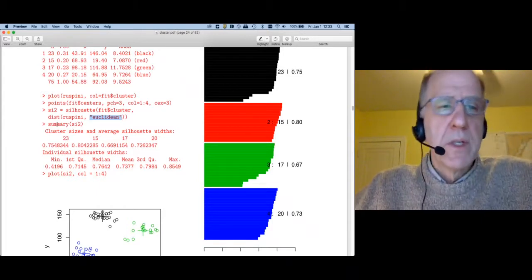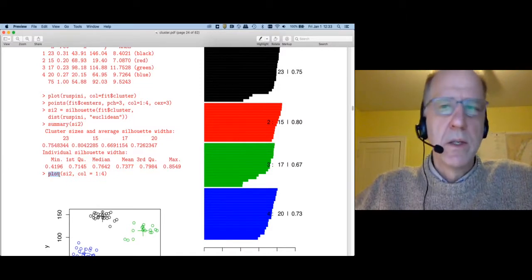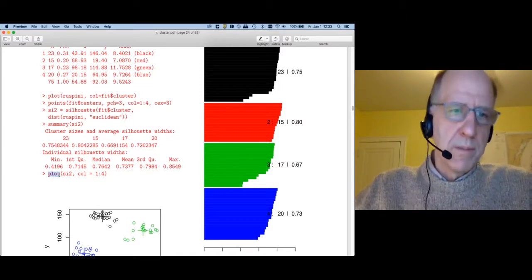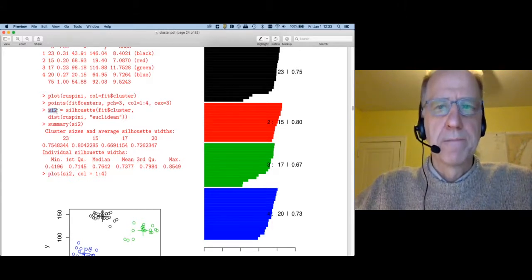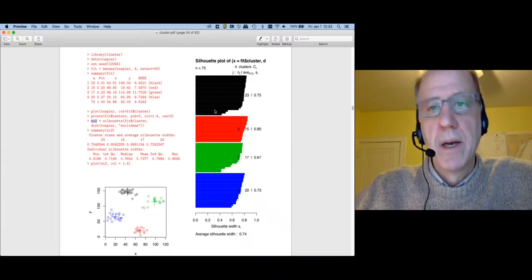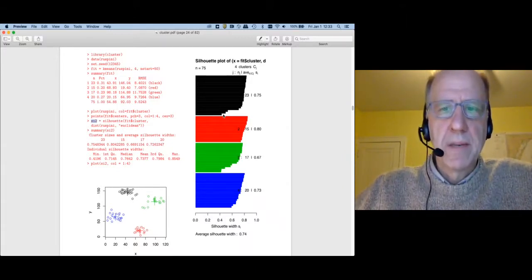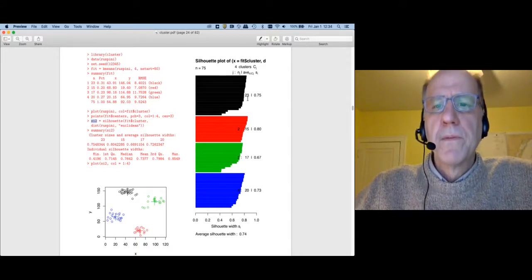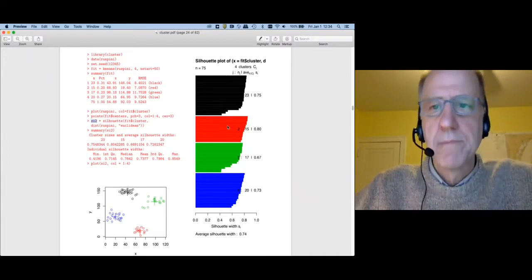We can get some summary statistics with the summary function. We can also plot the silhouettes using the plot function, both applied to this fitted object. I'm going to shrink the window so that we can see both the scatter plot and the silhouette plot at the same time. So we see the 4 clusters over here with the number of observations. These observations should match what we got from k-means.